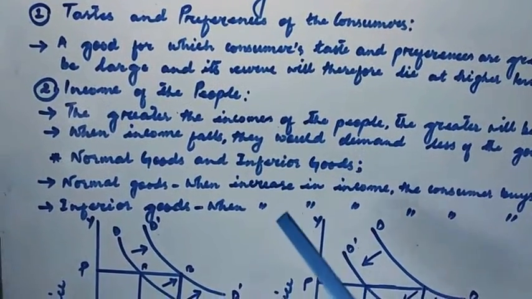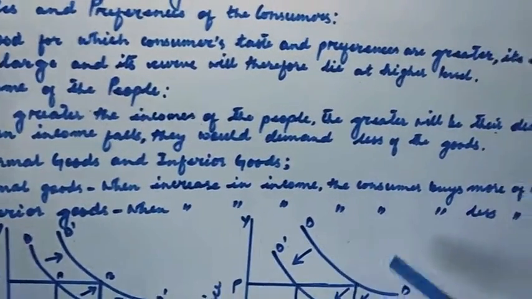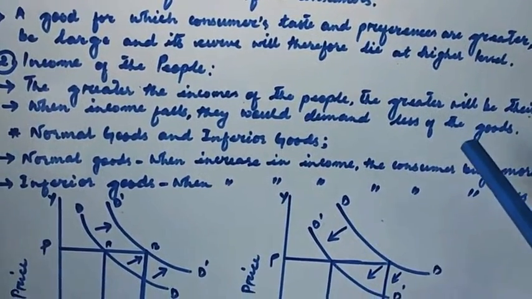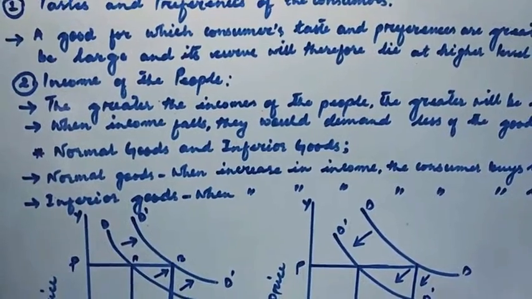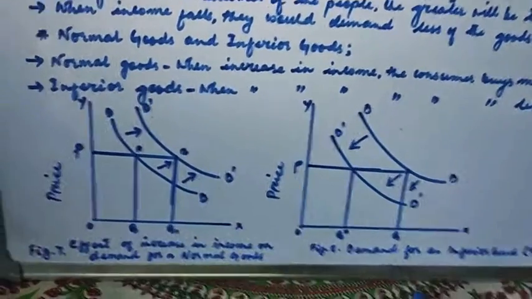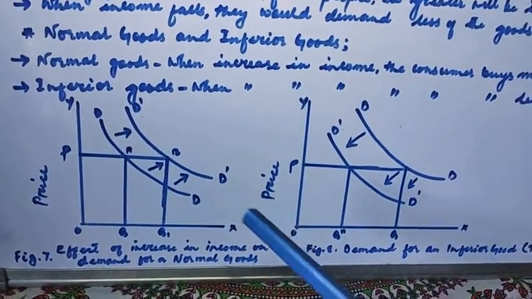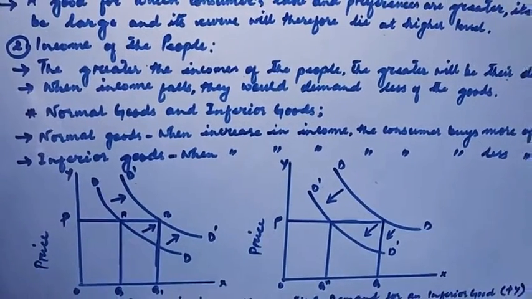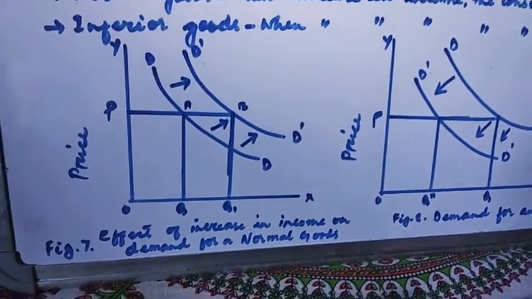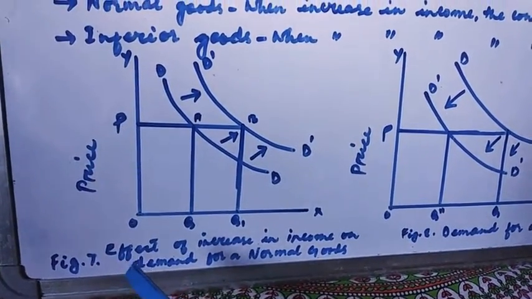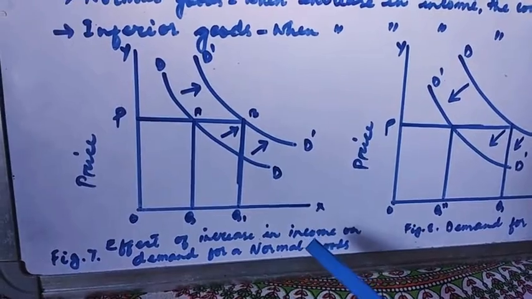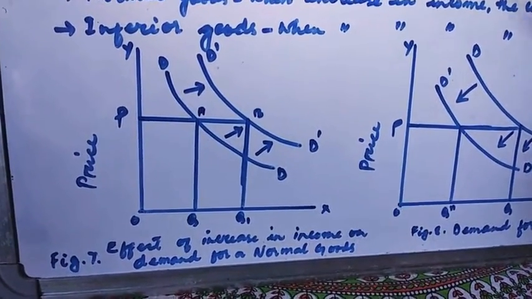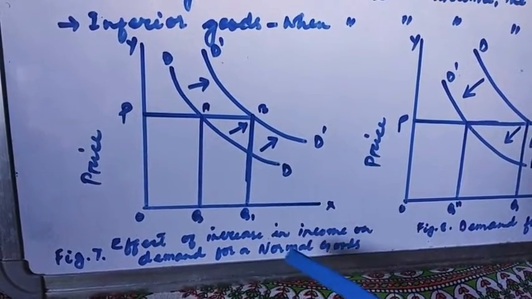But in case of inferior goods, with the increase in income, the consumer will buy less of that good. So that is the case of an inferior good. So we have given in graphical form explaining the demand for normal goods and inferior goods. So figure number 7, that is the effect of increase in income on demand for a normal good.